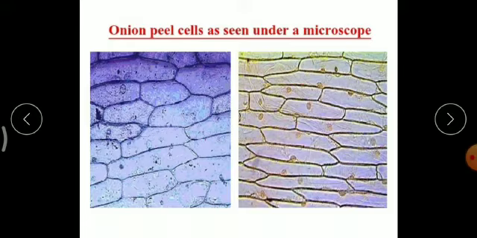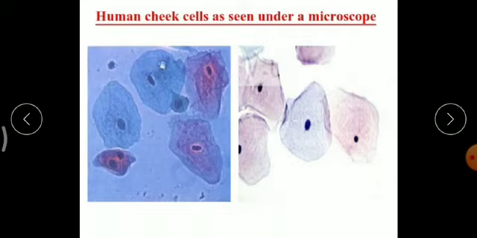You can see here the onion peel cells, how they look under a microscope. It is a plant cell. Then human cheek cells, when they are observed under a microscope. These are animal cells.